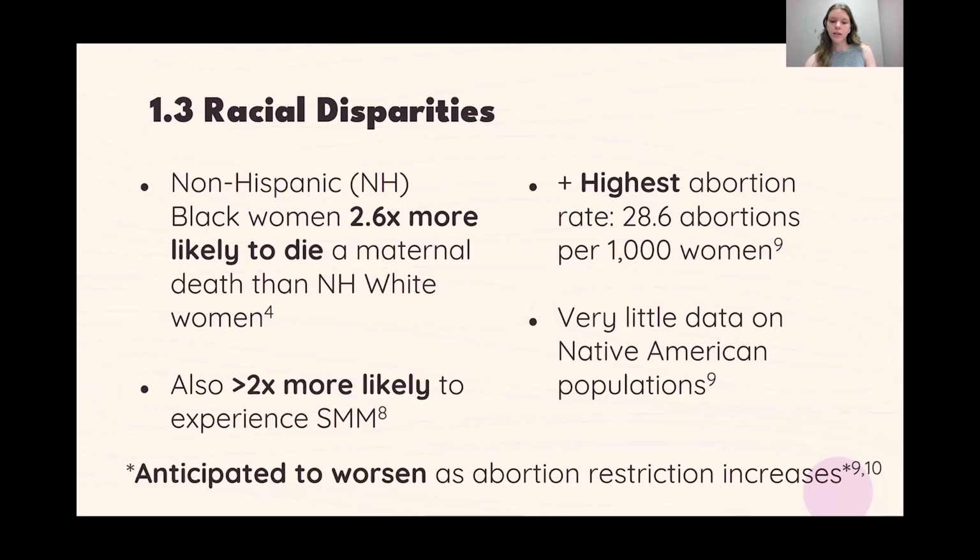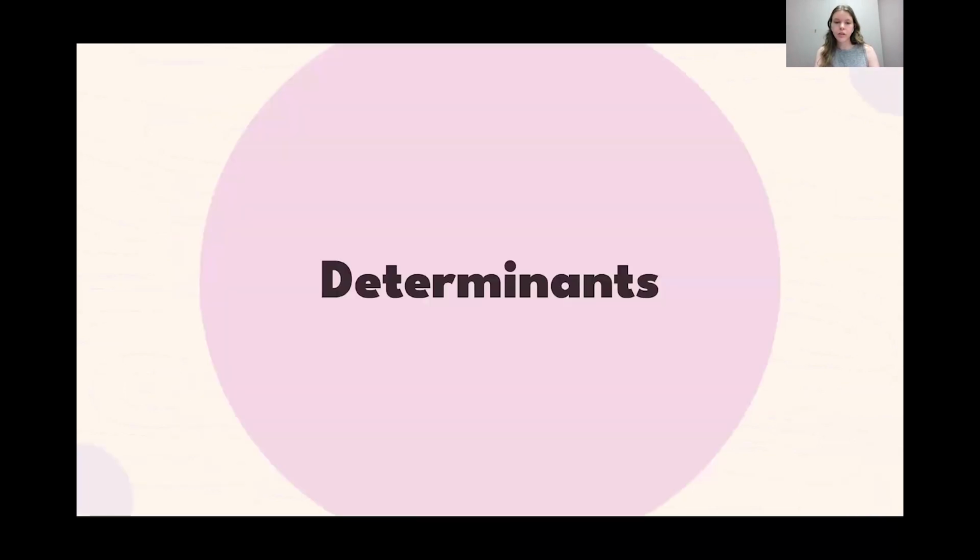For example, the Indian Health Services is federally funded, so that doesn't cover abortion services, which definitely creates a barrier for that population. Most important to this presentation is that these disparities are anticipated to worsen as abortion restriction increases. So next we'll talk about the social determinants of health, which all play a role in one's access to maternity care and abortion services. And I'm only going to cover a few of them, and there's definitely not enough time to include the nuance of each, so this is just a very quick overview.